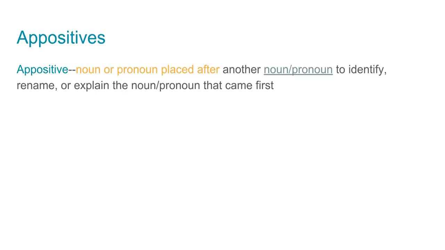An appositive, if you don't remember, is a noun or a pronoun that comes after another noun or pronoun, and it's used to identify, rename, or explain the noun or pronoun that came first. So let's look at one of these. Our captain, being a noun or pronoun, Katie Wu, another noun or pronoun, won the race. Katie Wu explains who the captain is and therefore renames and explains that first one. Thus, Katie Wu is an appositive.